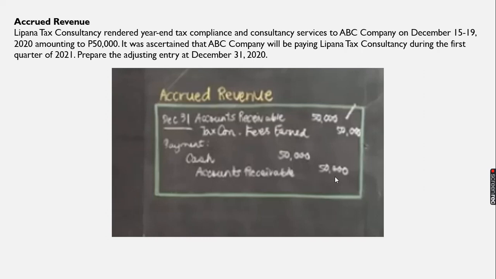So, kapag gagawa ka ng adjusting entry sa December 31, 2020, ang accounts receivable is 50,000, and then tax consultancy fees earned or service revenue, pwede din yan, 50,000 yung ilagay mo. Okay? So, yan kung paano mag-entry ng accrued revenue. Okay?